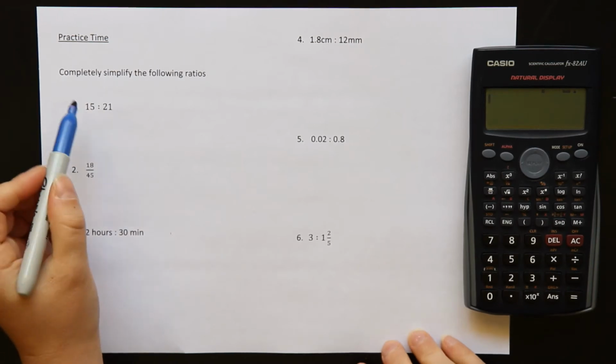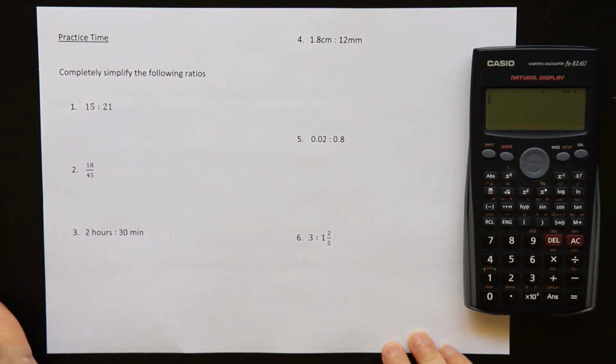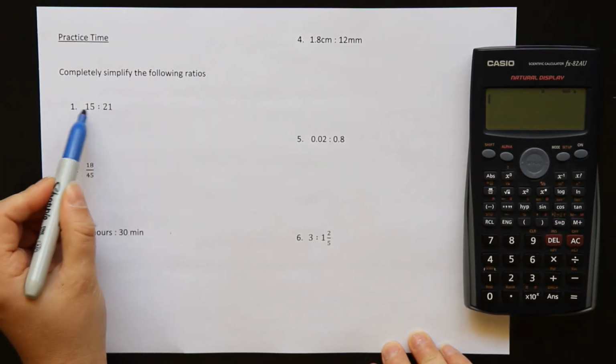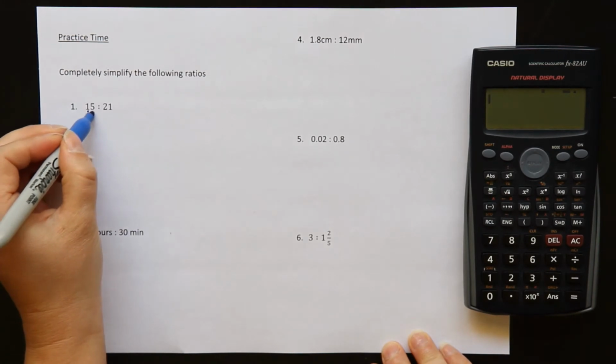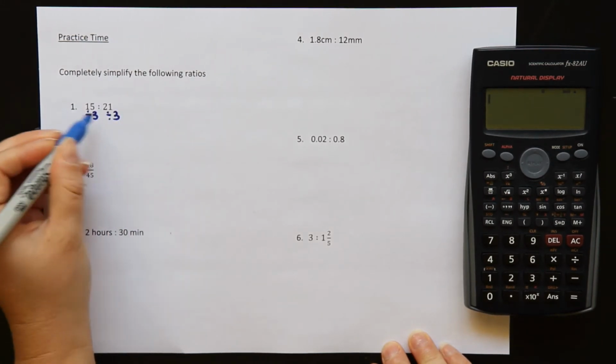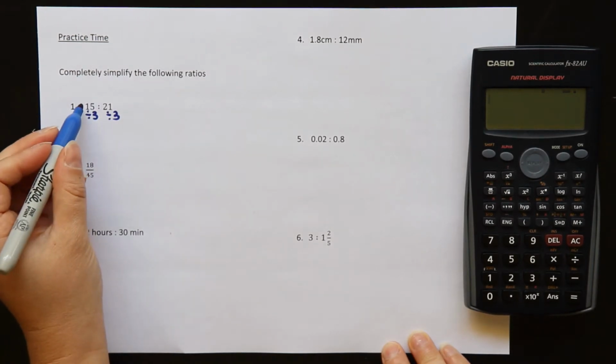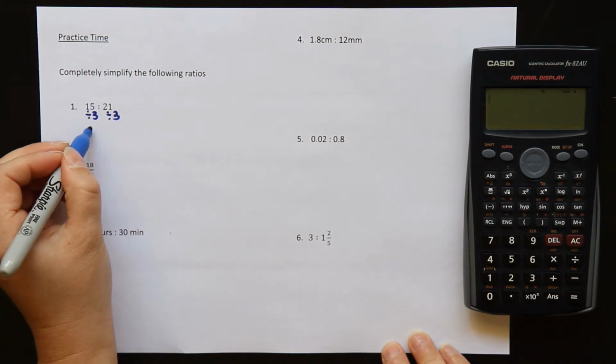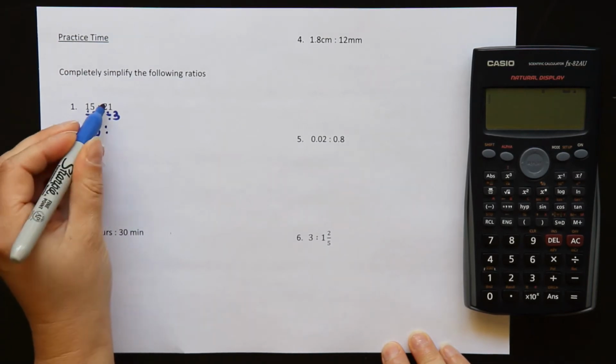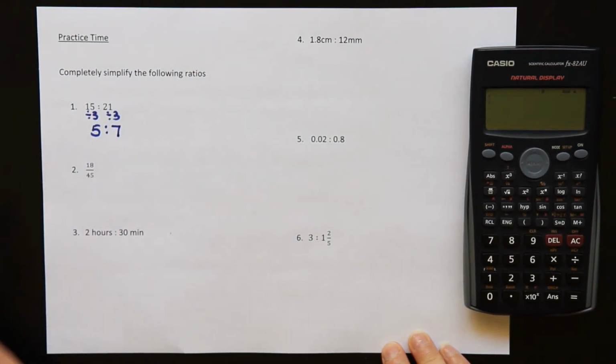Okay, question number 1. We're just trying to simplify these ratios. Both of these numbers here can be divided by 3. You don't need to write these numbers if you don't want to. It's just for you to help see what I'm doing. 15 divided by 3 goes 5 times. 21 divided by 3 is 7. So 5 to 7 should be the answer that you got for that one.